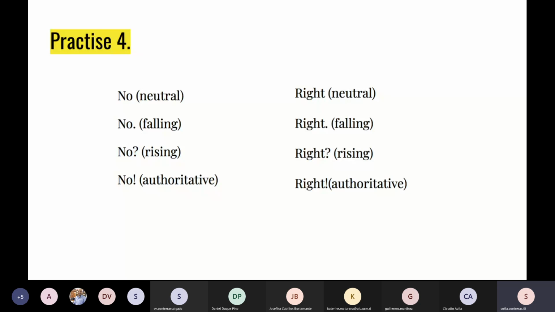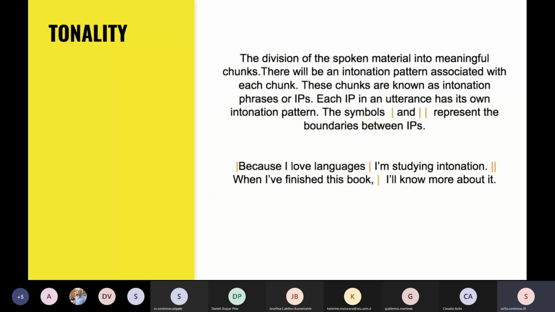Okay, let's continue now with a different part of the topic, which is tonality. I'm sure you remember what tonality is about, but I would like to refresh your memory. Tonality is the division of the spoken material into meaningful chunks. There will be an intonation pattern associated with each chunk. These chunks are known as intonation phrases or IPs. Each IP in an utterance has its own intonation pattern.